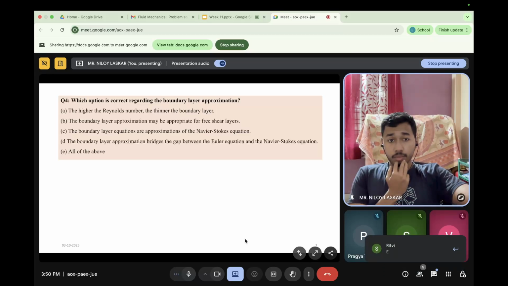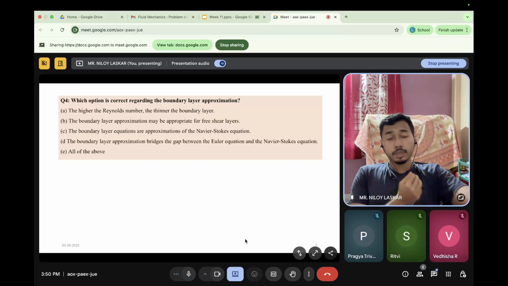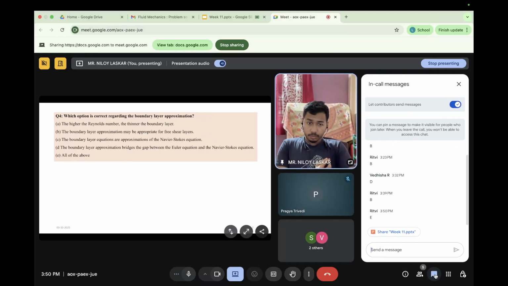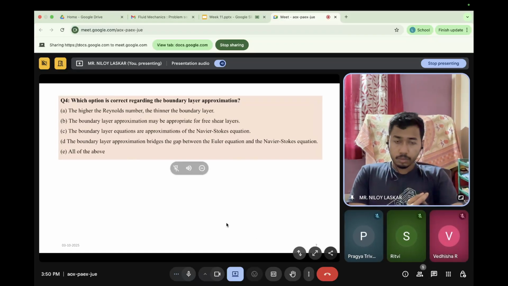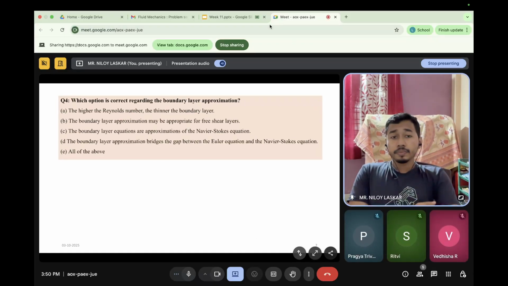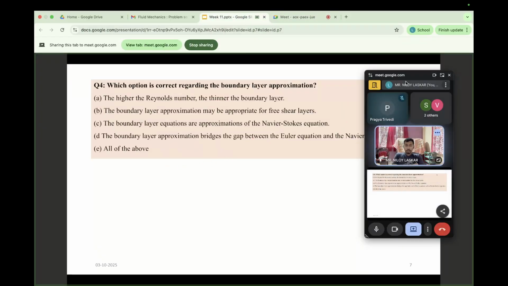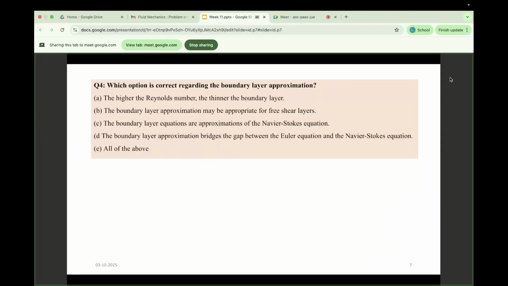So I am going to solve this one for you. I have received one answer. Anyone else? Okay, I am solving this one for you.